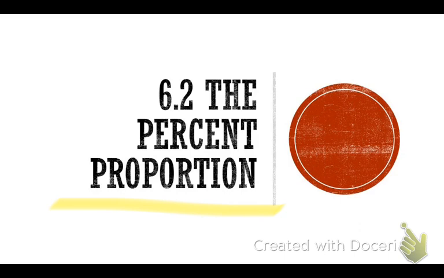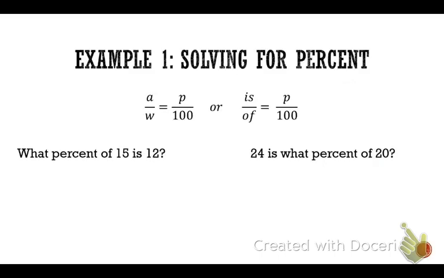So we're going to slow down now for the rest of today's lesson and go through solving percent problems. All right, the first thing you need to know is your formula. Now, you have 2 formulas, and I'll explain why in a minute. They're the exact same thing. A over W equals P over 100, and is over of equals P over 100. I'll explain in a minute why you have an option between both, but for now, just go ahead and write down both of them.